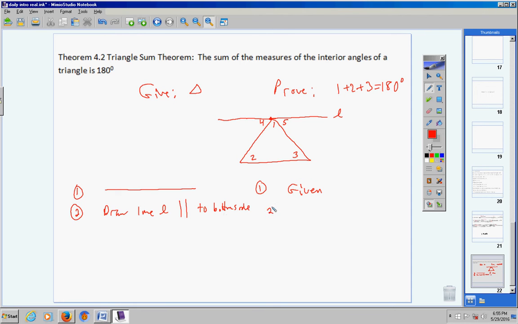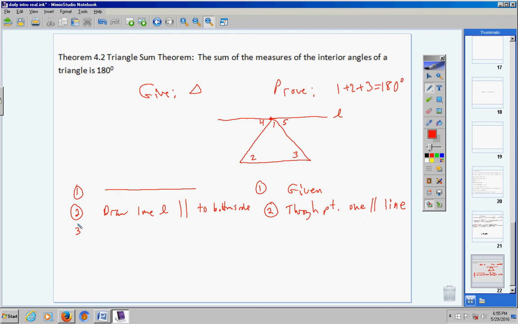What's the reason? How can you do that? Well, because through a point, there is one line parallel to another line. That's good enough.